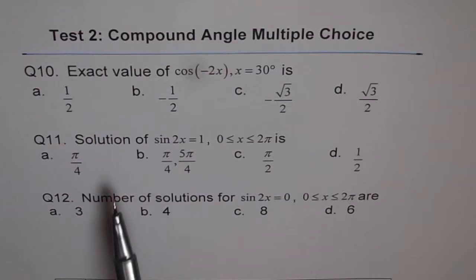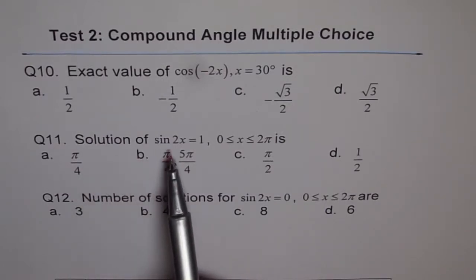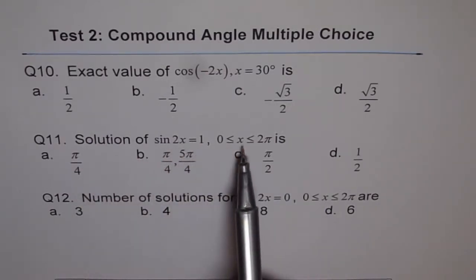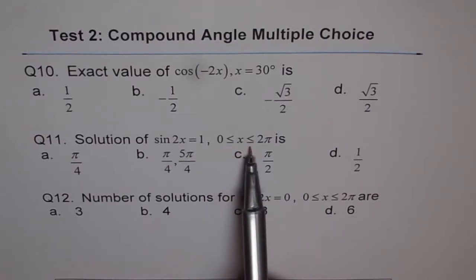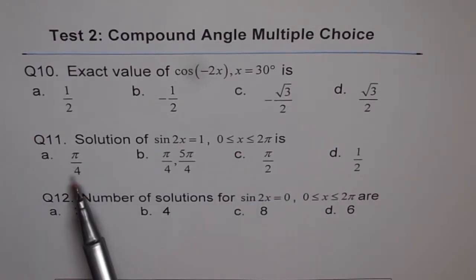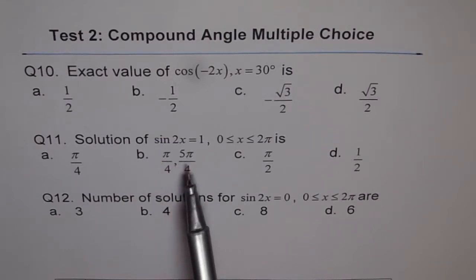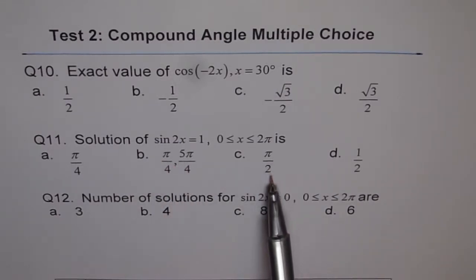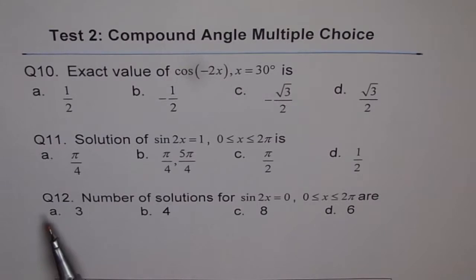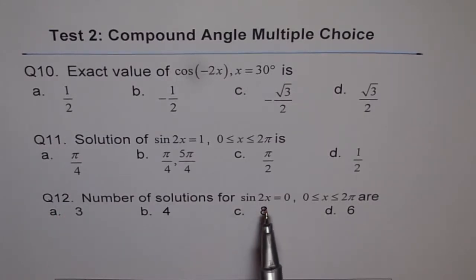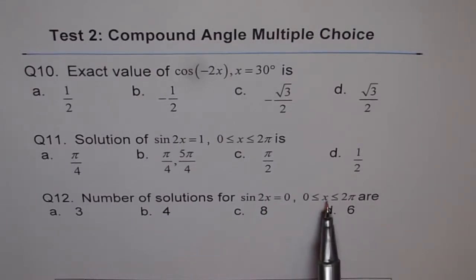Question 11. Solution of sine 2x equals 1, where x is greater than or equal to 0 and less than or equal to 2 pi, is pi by 4, pi by 4, 5 pi by 4, pi by 2, or half. Question 12. Number of solutions for sine 2x equals 0, where x is in the domain of 0 to 2 pi, including both 0 and 2 pi, are 3, 4, 8, and 6.